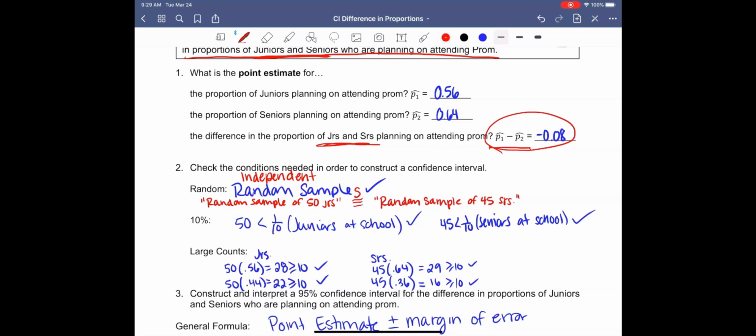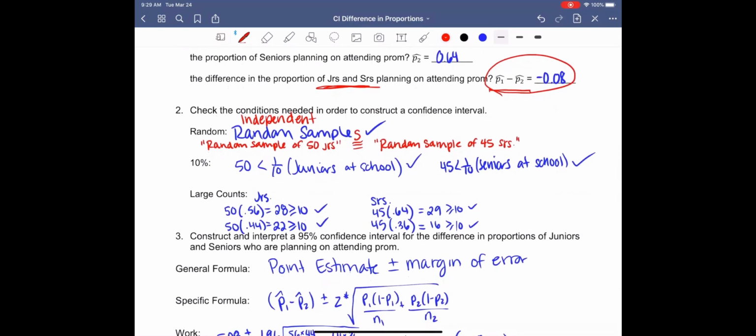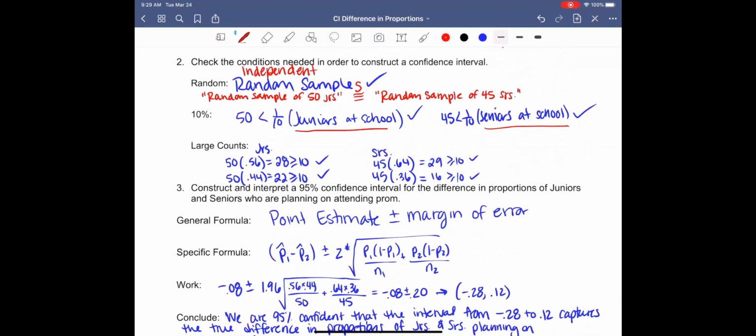So an example of that in this case would be that a junior can't also be a senior, so there's no overlap. That's one way you could explain this. All right, then next we're going to do the 10% condition, and just like we did with random samples, you need to check the 10% condition for both populations. So I've got juniors and then also seniors, and check both of those. And then for large counts, also again, we're checking for both samples. So make sure you have everything listed for both the juniors and seniors.